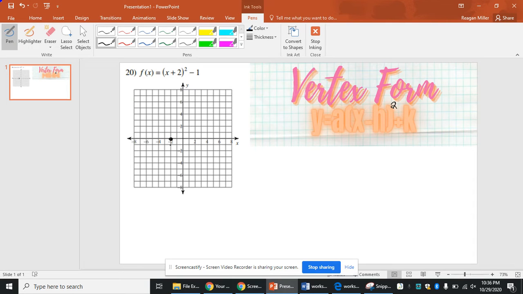Excited that I made this pretty thing and then was super upset when I realized I couldn't put an exponent in my text that I was using.